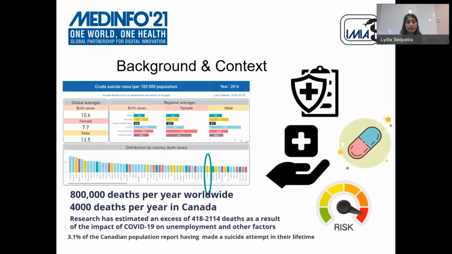First, a bit of background and context. Suicide is a large public health concern, accounting for 800,000 deaths every year worldwide, and 4,000 deaths in Canada. Death by suicide happens across all sexes, genders, and ages, with certain populations and groups being at a higher risk. There are preventative interventions, including safety planning, restricting access to lethal means, pharmacotherapy, mental health treatment and care, amongst others. And these interventions are most effective when targeted at high-risk individuals.